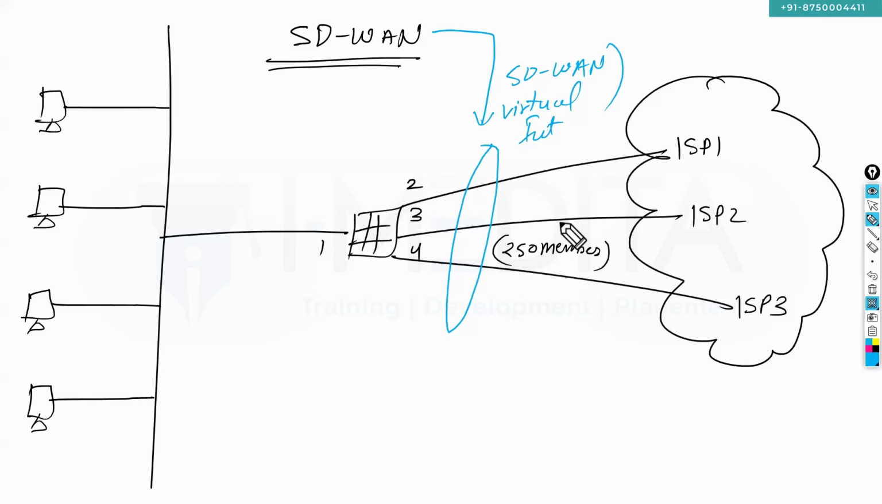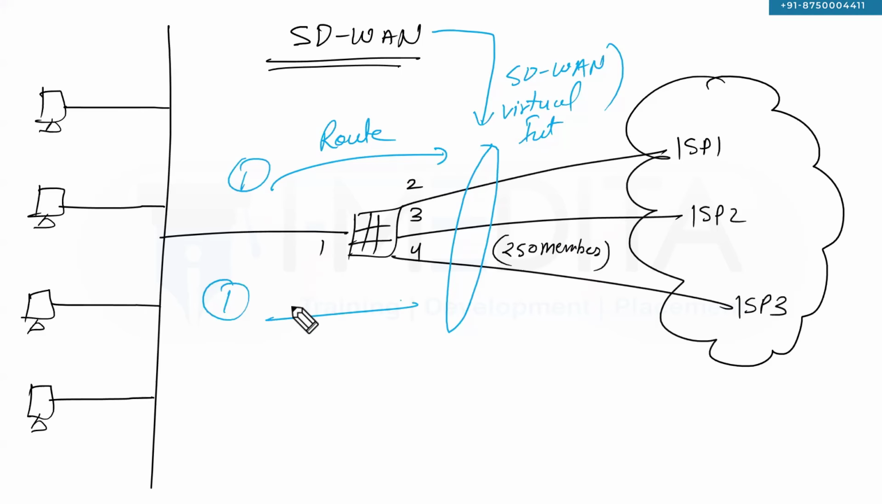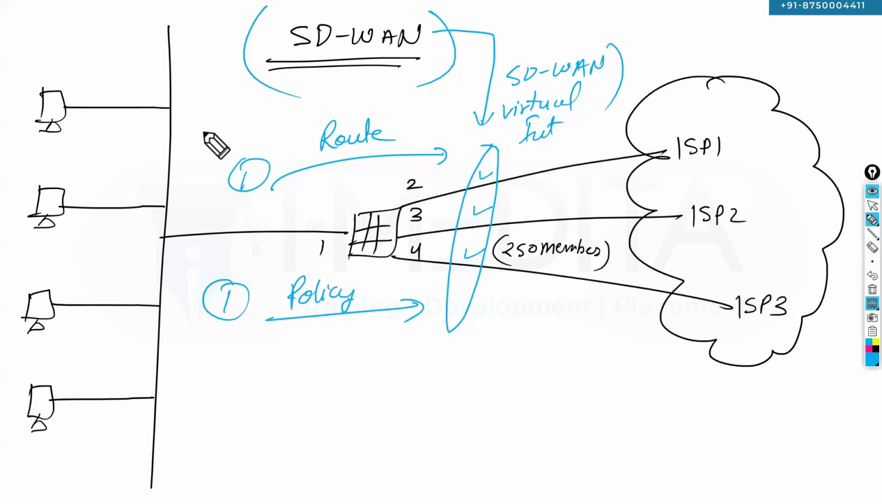When we are grouping multiple member interfaces, we need to configure only one route for these interfaces, and one policy for these interfaces. One route we need to configure, one policy we need to configure, and that route or policy will apply on all member interfaces.